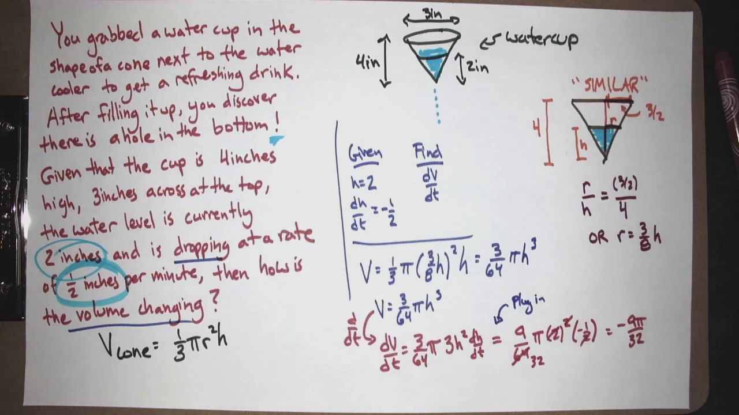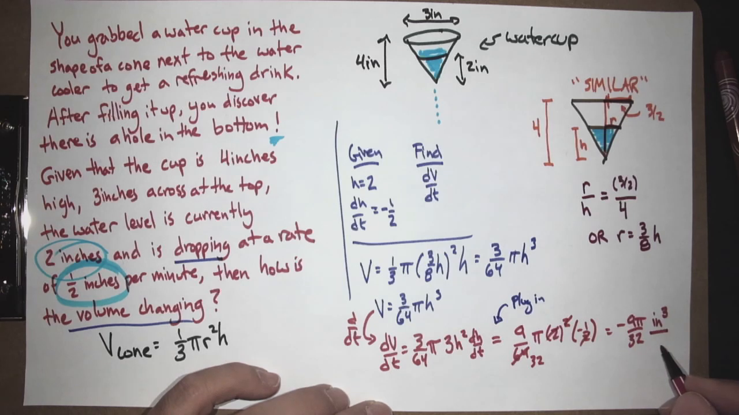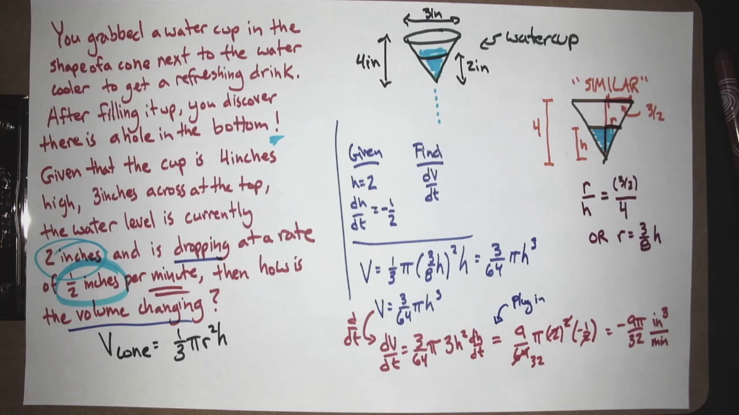What will be our units? For volume, what's our units? How are we measuring things? Inches is a one-dimensional measurement. So for volume, inches cubed. So -9 pi inches cubed per... minutes, seconds, hours? Minutes. How do we know it's minutes? Because it says minutes. All right.